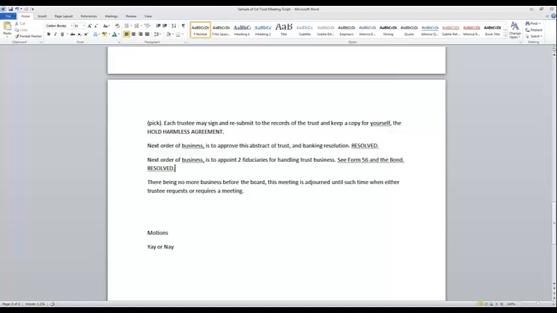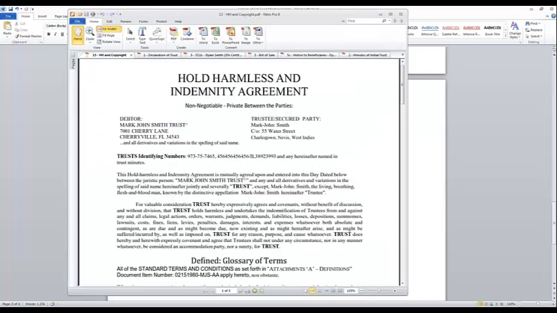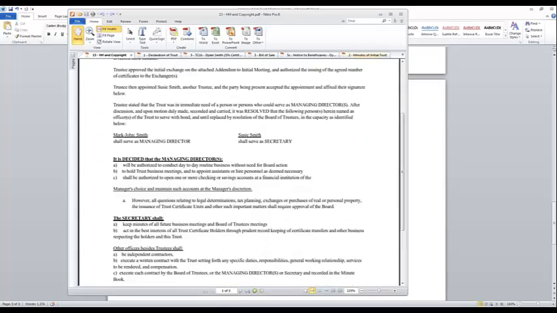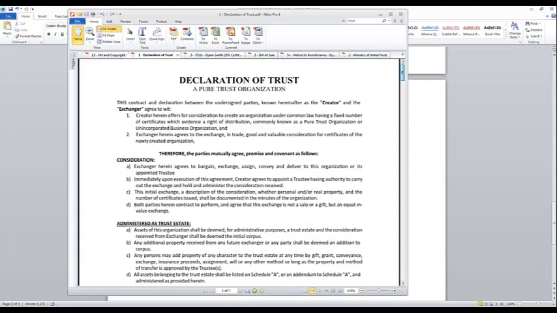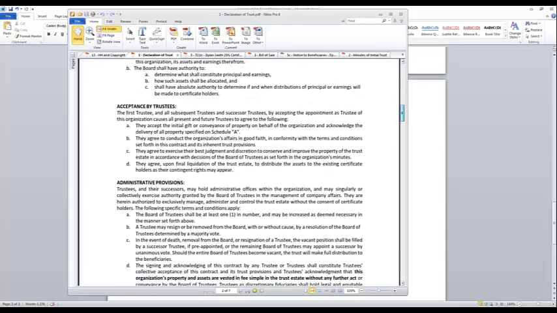If the rules say that the managing director can do certain things without having board of trustees meetings, it says here, the managing director will be authorized to conduct day-to-day routine business without need for board action. Okay? Now, what that is might be more clearly defined in the Declaration of Trust as well. Okay? I've seen declarations of trust.